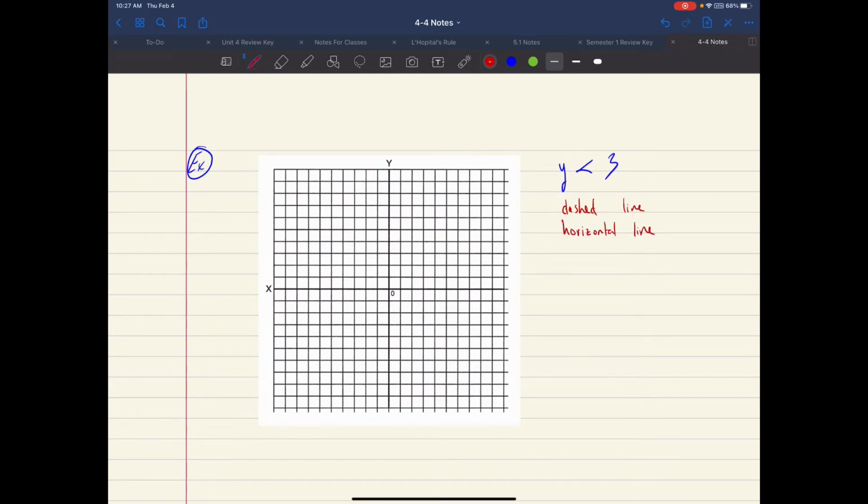And this is shaded, it says less than, so we shade below. So this would be the line y equals 3. It's less than 3, and it's a dashed line. And it's less than 3, so then I'm going to shade below.